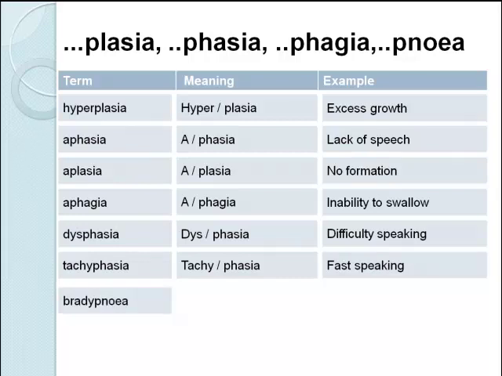Bradypnea. Let's break it down. Brady, break, pnea. A silent P on that one. Brady means slow, so if I have bradypnea, I would have slow breathing. If I had tachypnea, I'd have fast breathing.